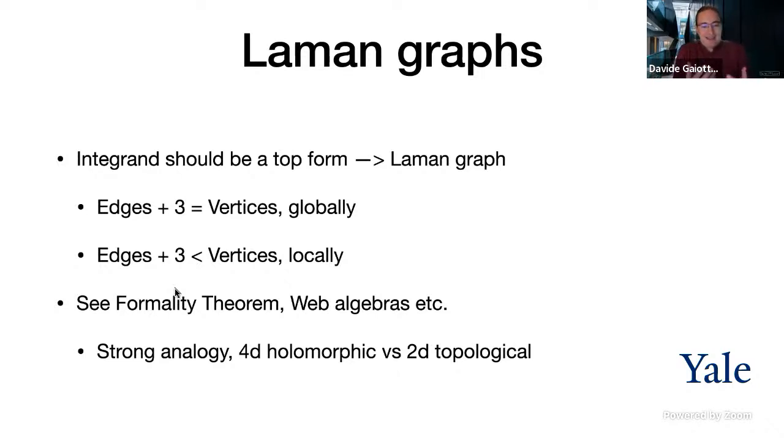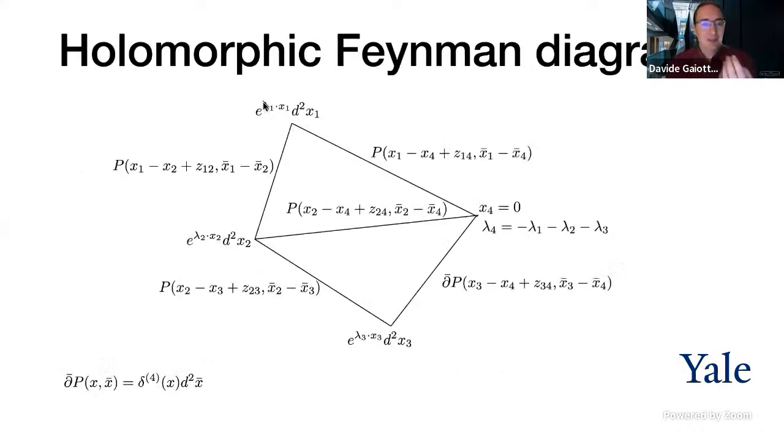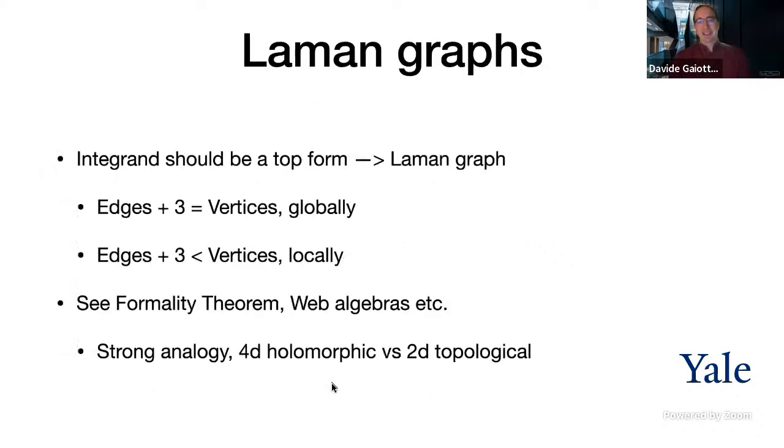So there is a formal resemblance between four-dimensional holomorphic theories and two-dimensional topological field theories, which are what occur in this formality theorem and in this Webb algebra paper, except that here we have interesting holomorphic functions integrated over some configuration spaces, while in these topological field theory papers, you found things like just the number of such graphs with some decorations or the volume of some configuration space.